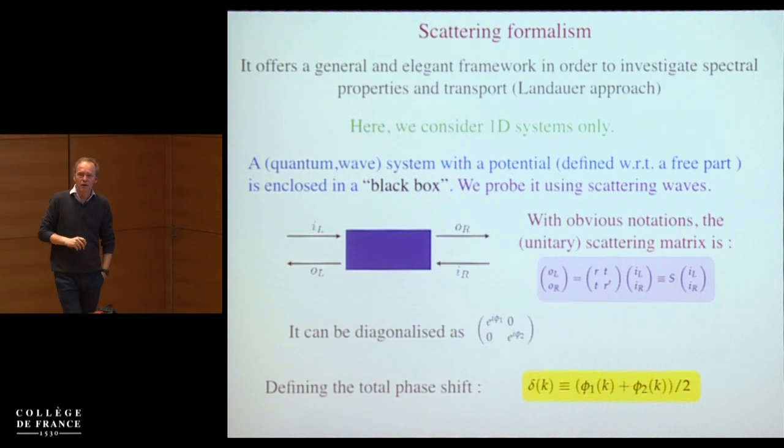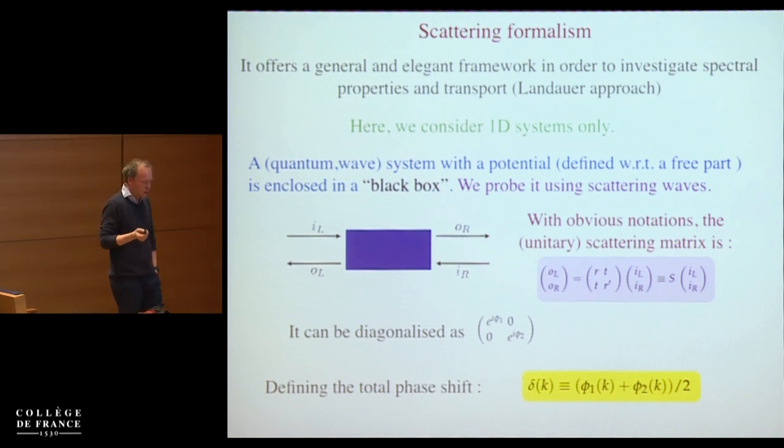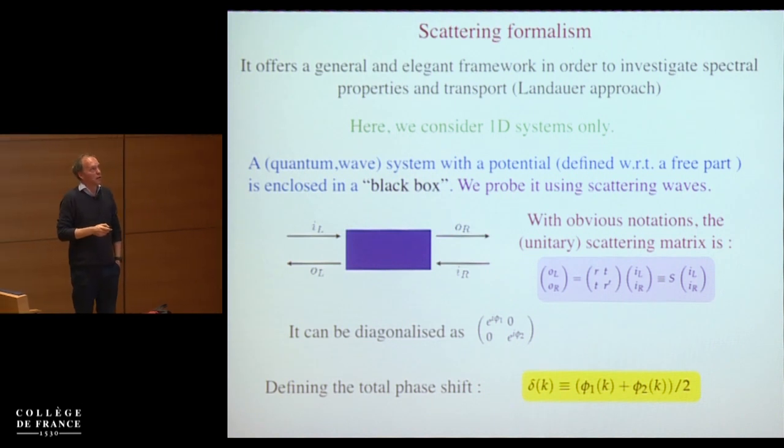It's a basic one-dimensional description of scattering. The scattering formalism, first of all, offers a general and elegant framework to investigate spectral properties and transport properties of systems. For transport properties, it is better known as the Landauer approach, and so on. Here I will consider this formalism only for 1D systems. So consider a quantum system or a wave system with a potential, which is defined with respect to a free part outside, and you enclose it in a black box, a blue box. And you probe it using scattering waves.